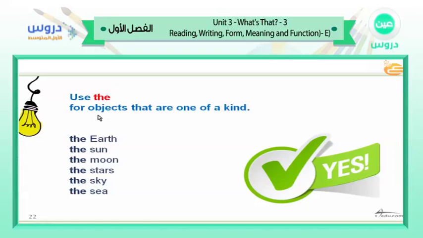Use the for objects that are one of a kind. We use the with these objects. For example, here we have the air. We have one of this kind of thing. Earth, the air, the sun, it's just one. The moon, it's just one of this kind. The stars, the sky, the sea, all of these are one of a kind, we use the with them.